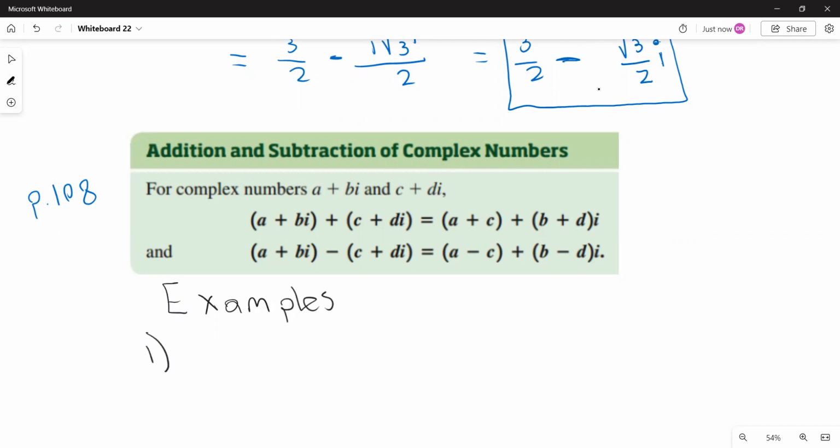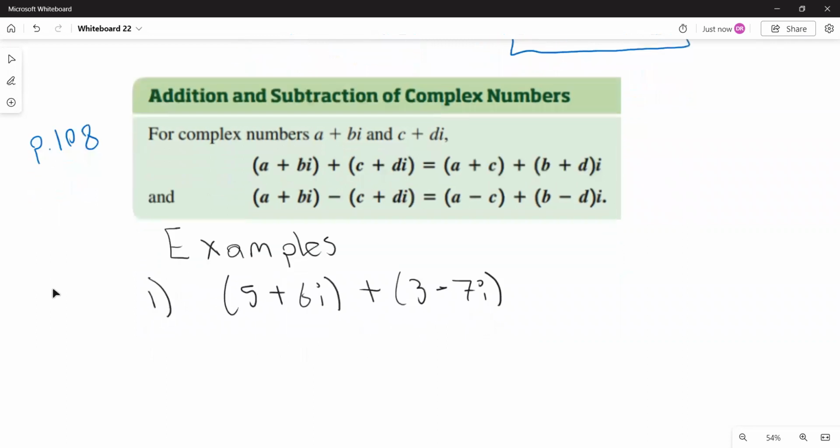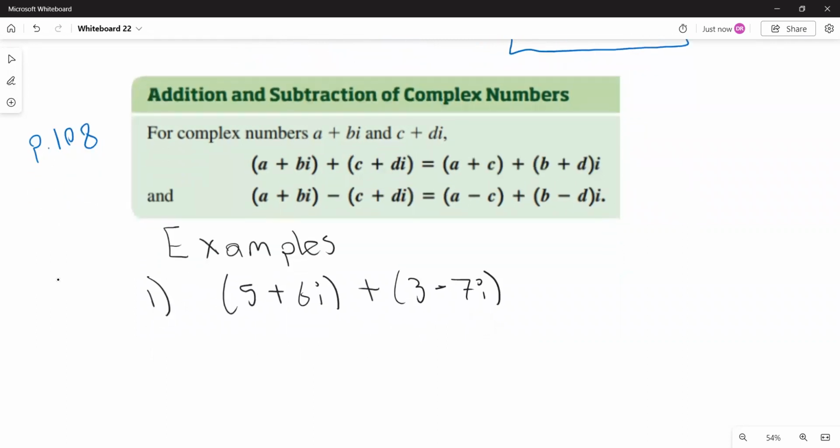So if we want to add 5 plus 6i plus 3 minus 7i, so we just combine like terms. We can remove parentheses and then combine like terms. Where 5 plus 3 is 8, and 6i minus 7i is minus 1i, or simply minus i.